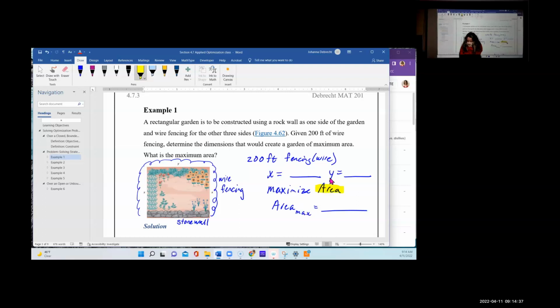So I want to highlight the area. So this is my objective function, if you will. This is what I'm trying to optimize. And I've got these other dimensions and these other variables. So the other variables that I have are X and Y. So I need to relate X and Y together in an equation.